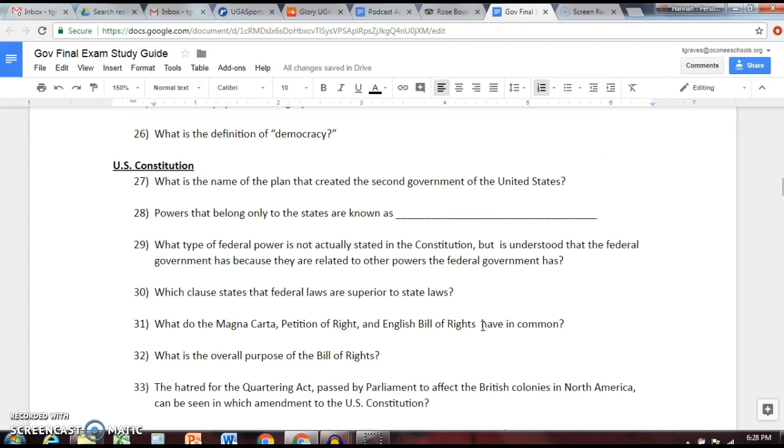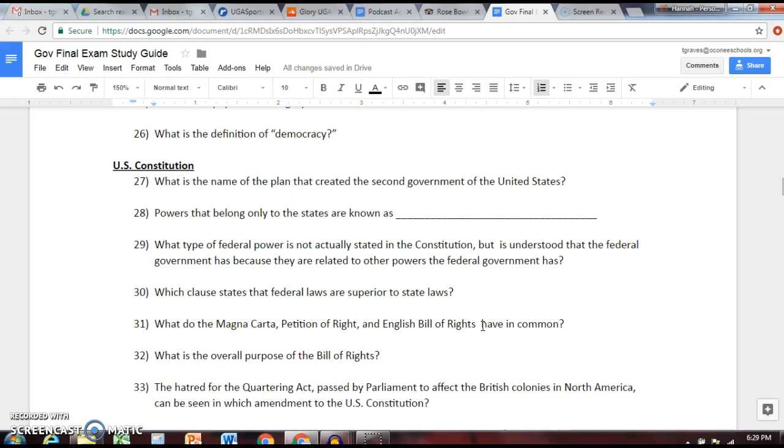All right, number 27, U.S. Constitution. What is the name of the plan that created the second government of the United States? We already mentioned that. It's the U.S. Constitution. Number 28, we have different kinds of powers. We have a federal system of government. We share power between the federal government and the state governments. So the states have their own powers, and the federal government has its own powers. Powers that belong only to the states are known as reserved powers. They are reserved for the states.